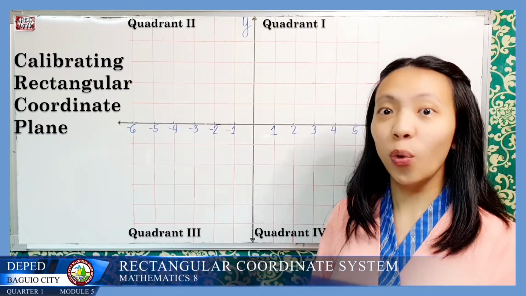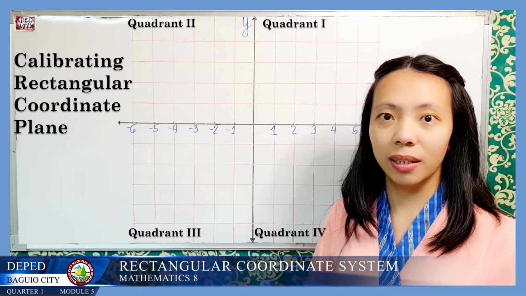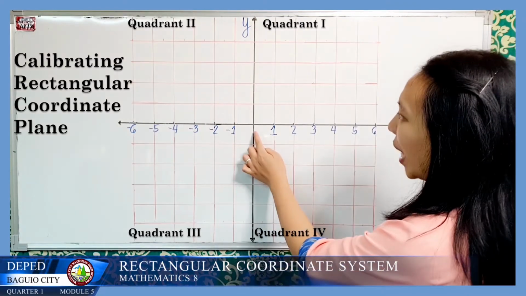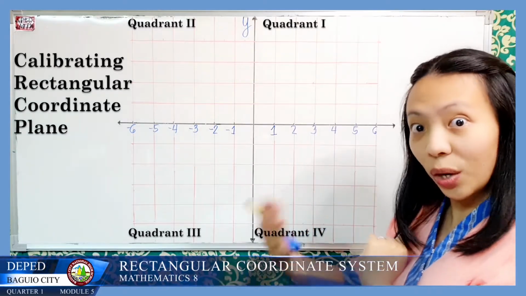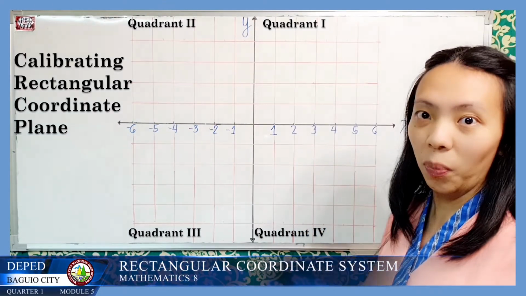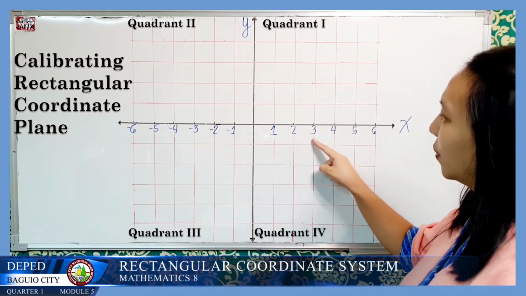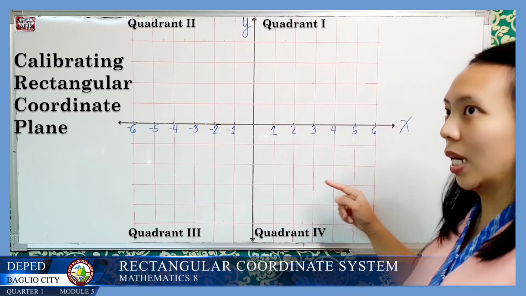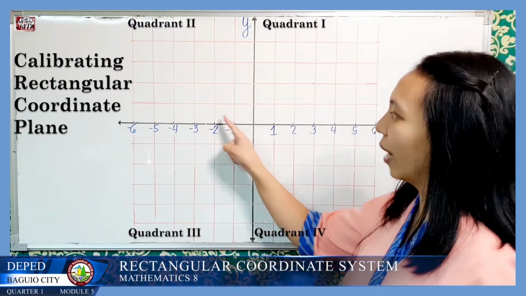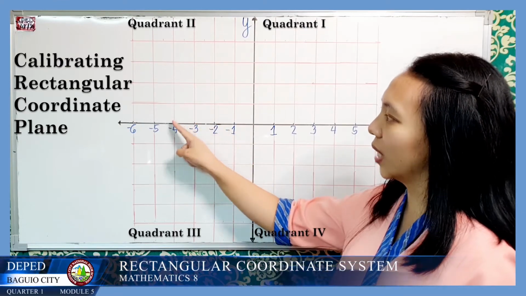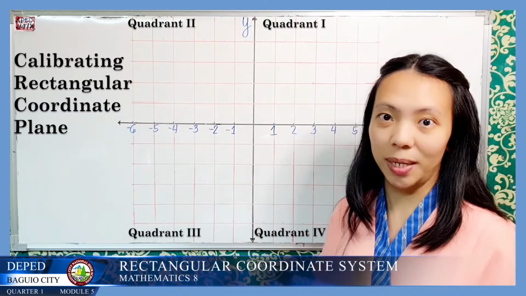But what if 1 unit distances from every point is not practical? Can we have 5 units from the origin to this point? Yes. Therefore, we are going to number the x-axis in this manner: 5, 10, 15, 20, 25, and 30. To the left of the origin, we shall be having -5, -10, -15, -20, -25, and -30.